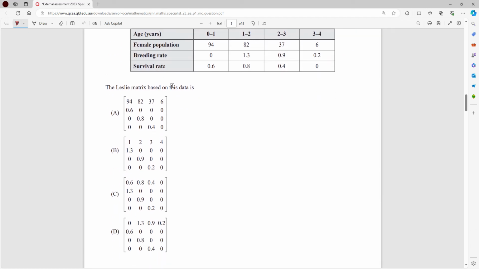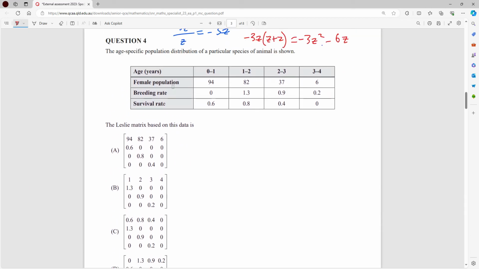So let's take a look at question 4. The age-specific population distribution of a particular species of animal is shown. Okay, so it's got the female population, breeding rate, and survival rate. So we know straight away this is a Leslie matrix.